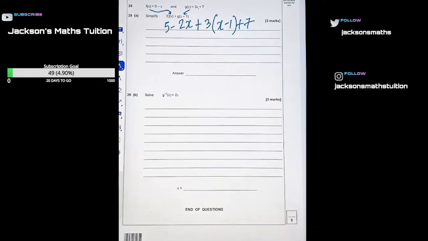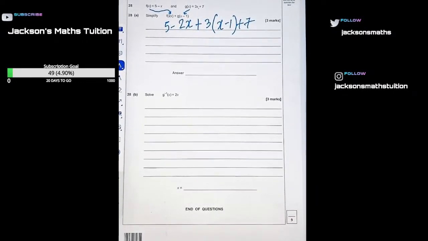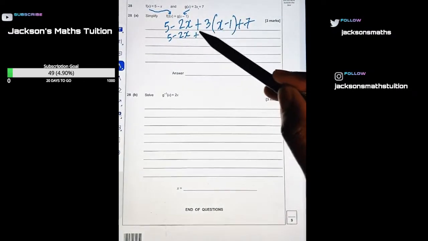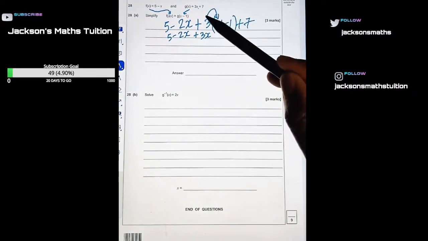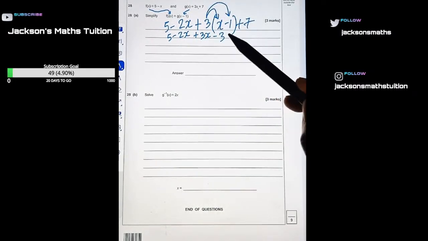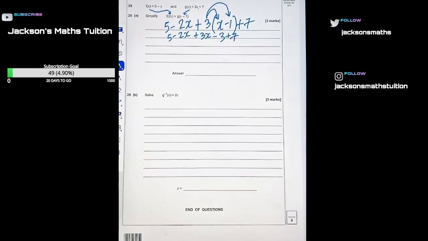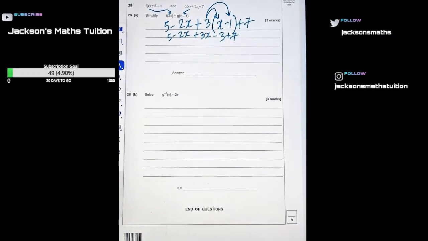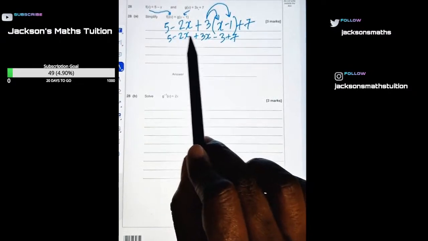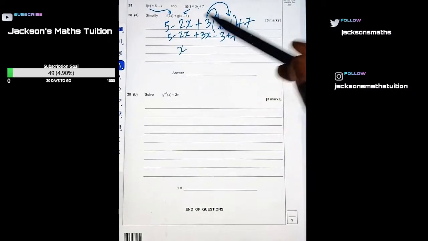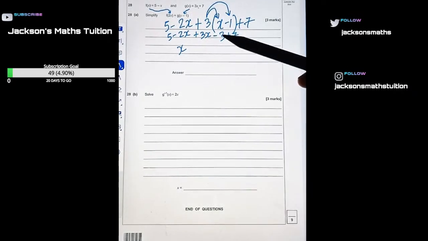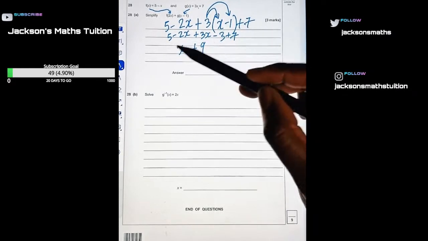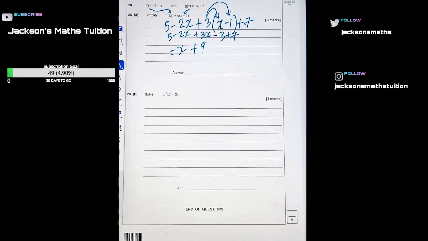All right, let's go ahead and simplify. So 5 minus 2x stays the same. 3 times x is 3x, and 3 times minus 1 is minus 3, plus 7. Further simplifying, we have negative 2x plus 3x, that's x. And 5 take away 3, that's 2. 2 plus 7, that's 9. So this is x plus 9, guys.